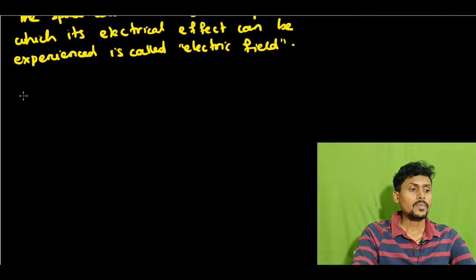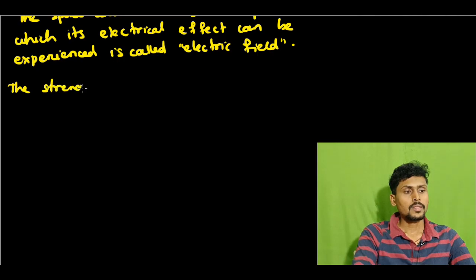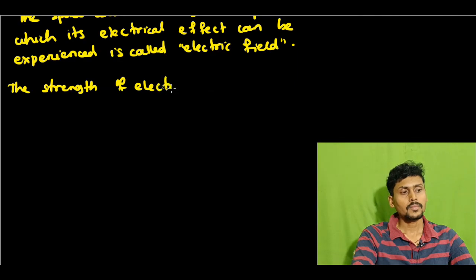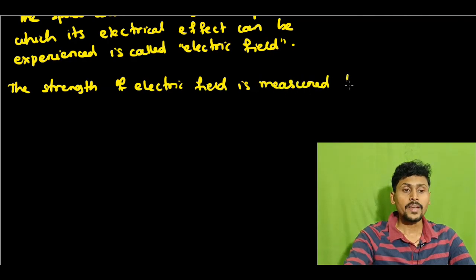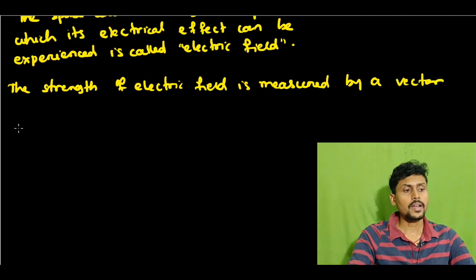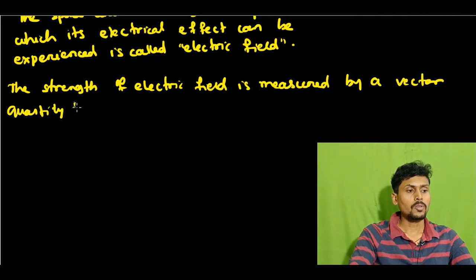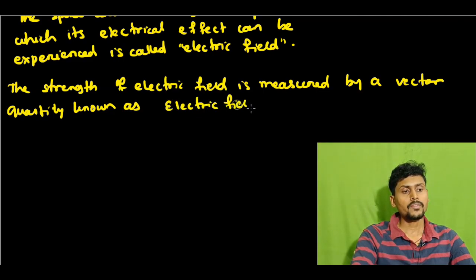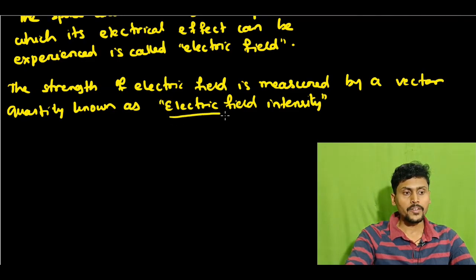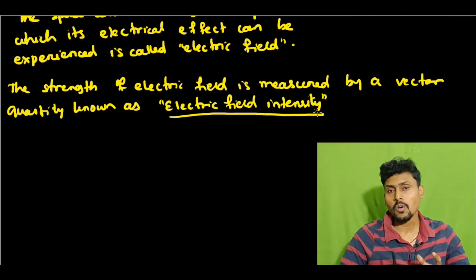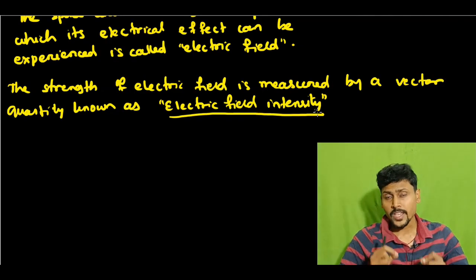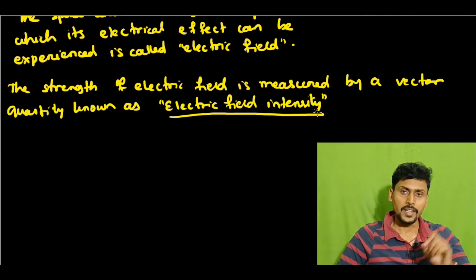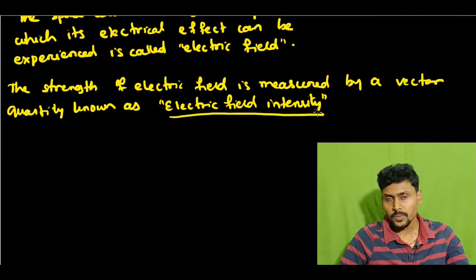Yes. So remember that the strength of electric field is measured by a vector quantity known as electric field intensity. Remember this term, electric field intensity, and this term will tell us whether the electric field is strong or it is weak. It means the strength of electric field is measured by this quantity, which is known as electric field intensity. It is a vector quantity, it means it has magnitude and it has direction.